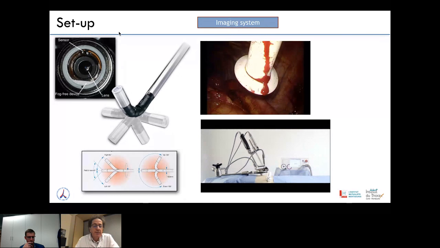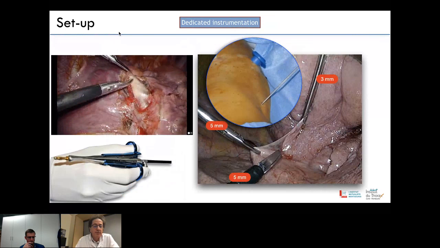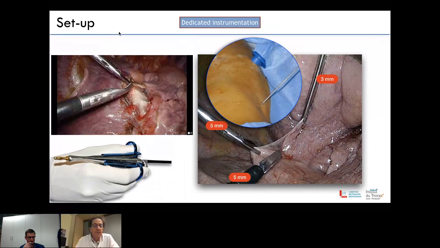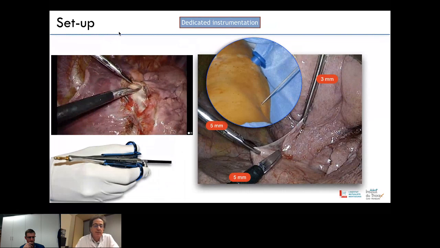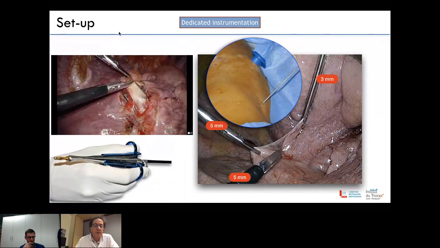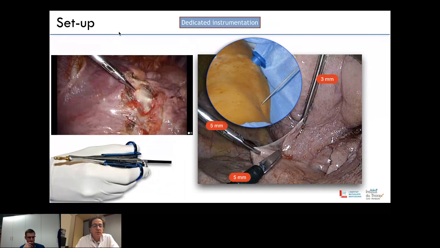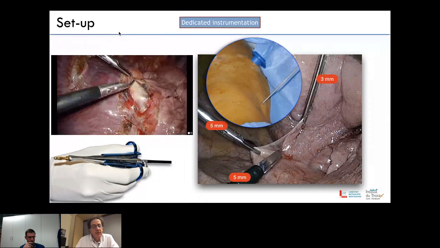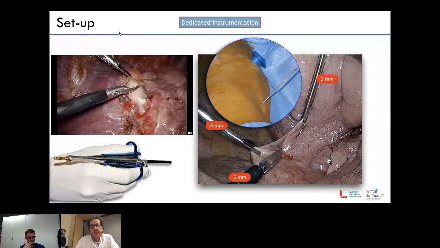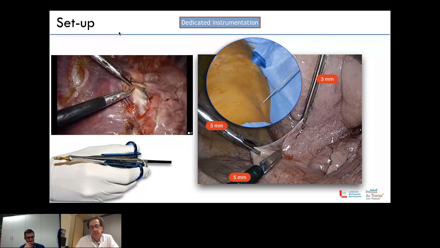We're using dedicated instrumentation. I don't want to advertise it, but just to mention that if you have instruments that are developed for this type of surgery, you can have much more accuracy than with, let's say, other general laparoscopic instruments that many of us are borrowing from our colleagues from, for instance, digestive departments. These instruments can be small, 5 millimeter or 3 millimeter.